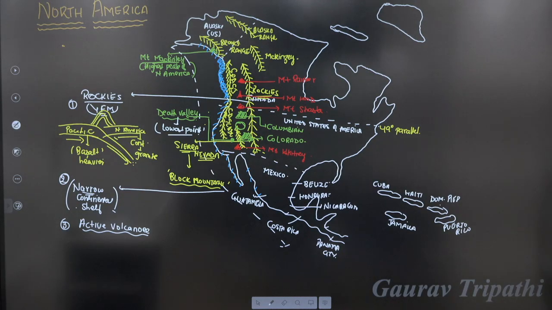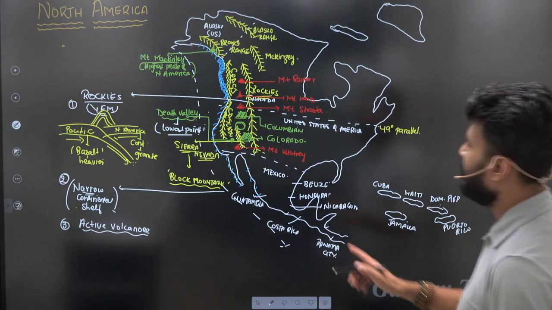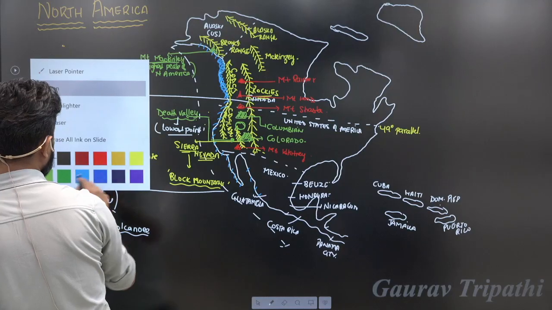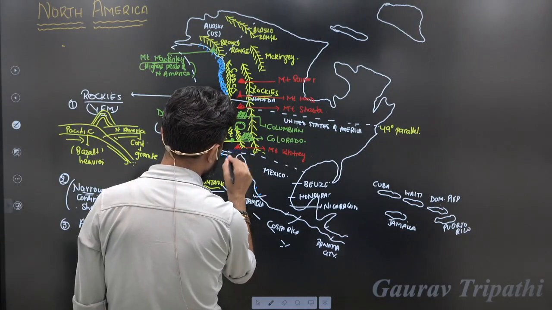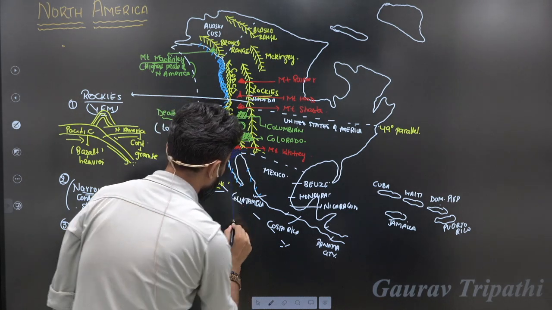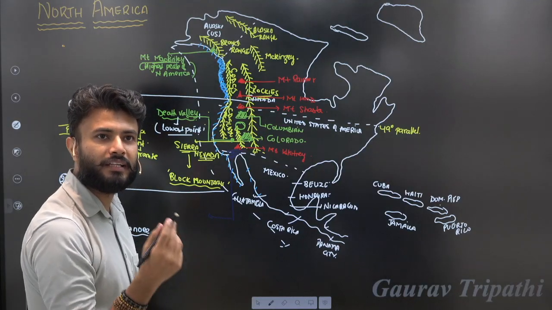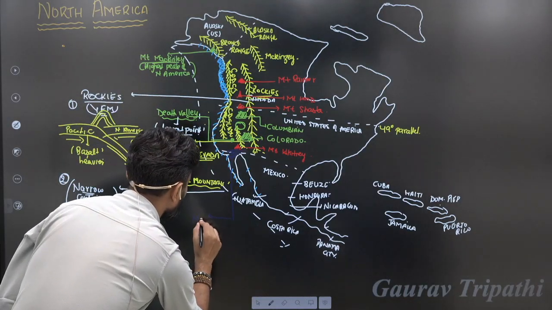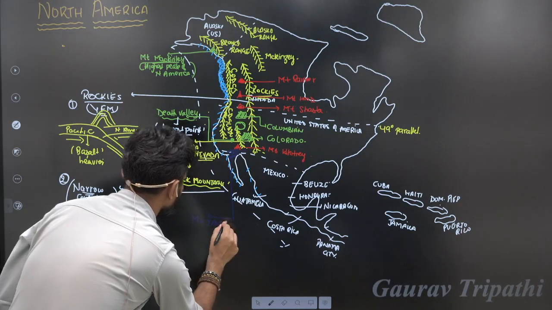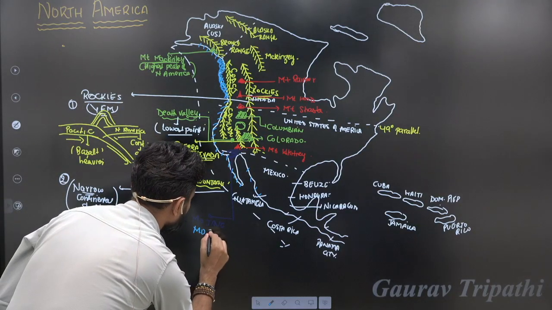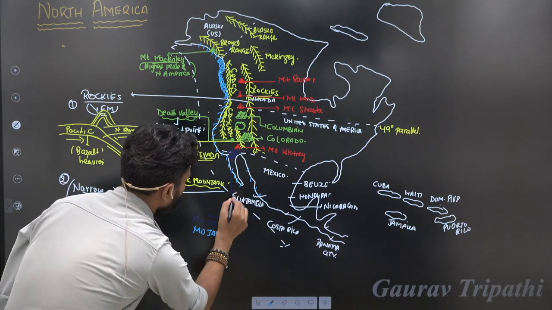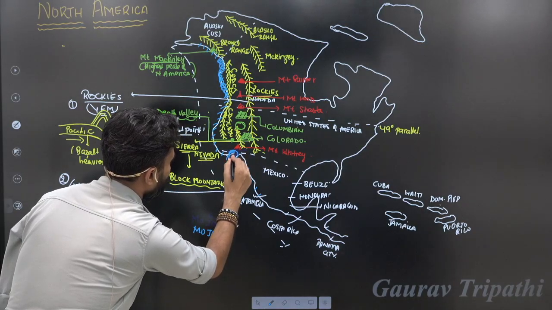Now further, if you move south of this Colorado Plateau, you will identify in the atlas, at this particular point, the Mojave Desert. It is written as Mojave. I think this color might not be properly visible. So this is Mojave, Mojave Desert. It is located in this area.